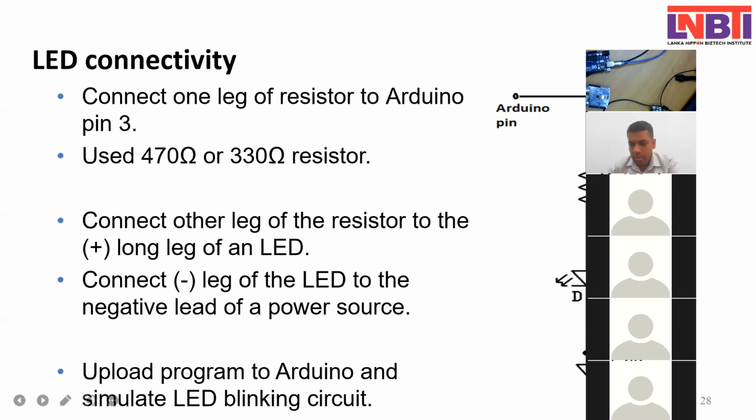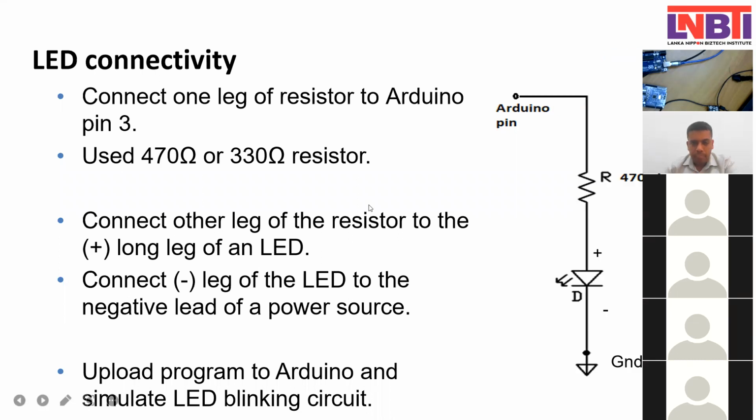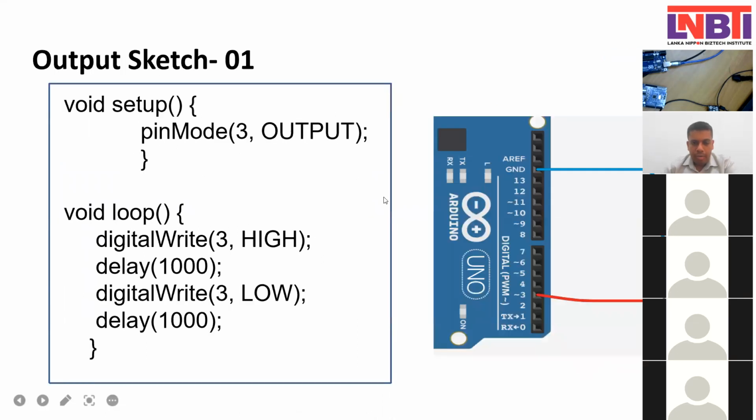Then resistor first and next LED positive negative. Another side is going to the negative side, like a battery negative. Like that we can connect it. And next we have to write a small program. No, without a program we can't do it.